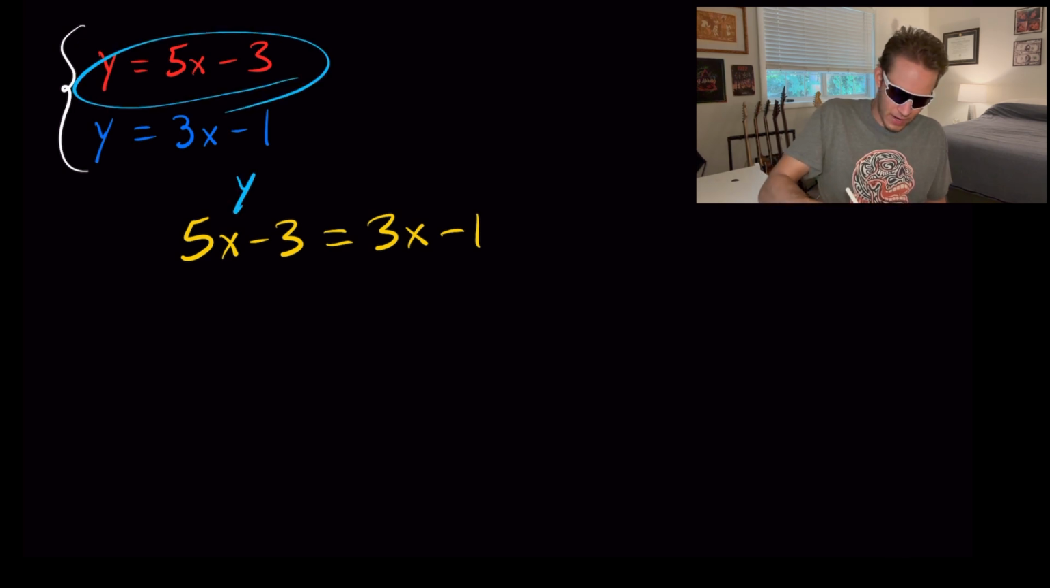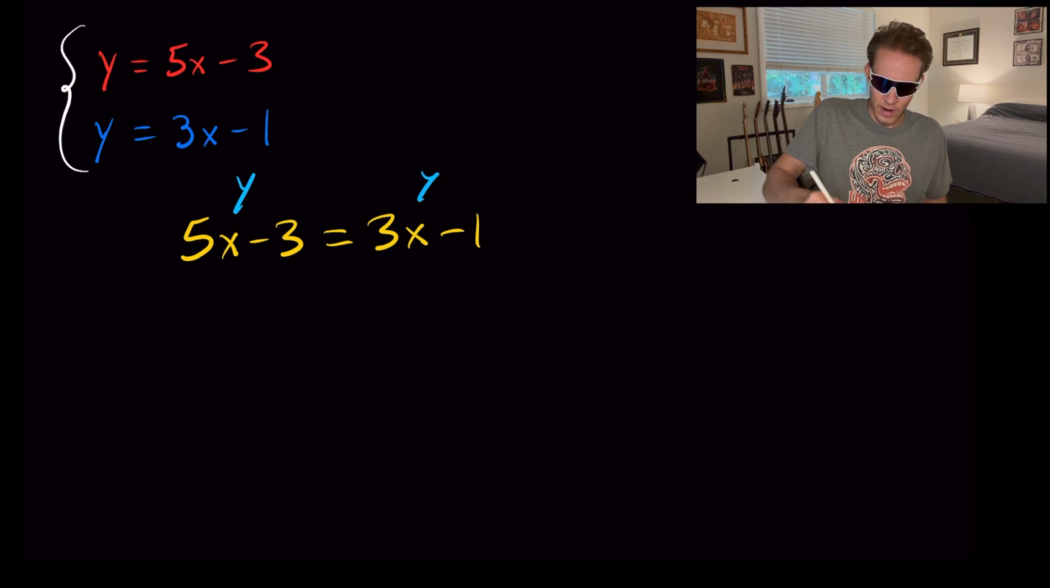Y is equal to 5x minus 3, and so is that. Y is equal to 3x minus 1. So we're just setting them equal to each other, and then now we solve for x. So I'm going to get x to one side. I'll subtract 3x from both sides.